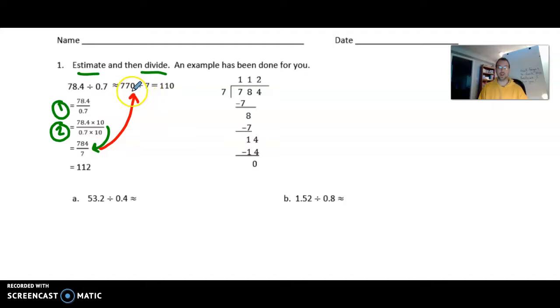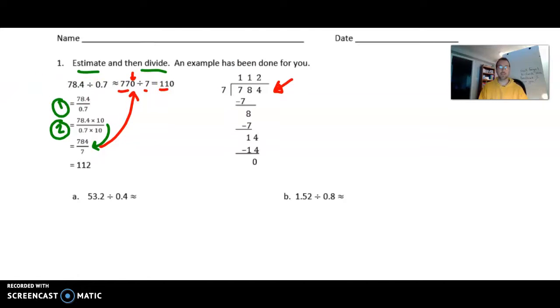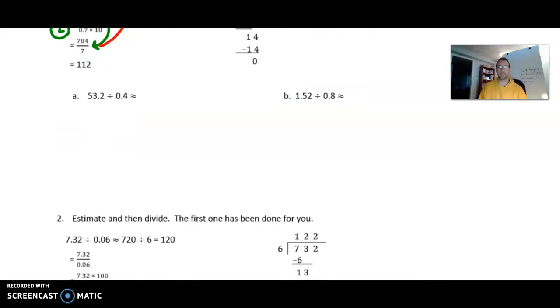There's a basic fact. What is 77 divided by 7? It's 11. It's going to be 10 times as big. So again, those basic facts. We're going to spend more time on this part, the dividing, than we do on the rounding to find our estimate. So with that said, let's do letter A.